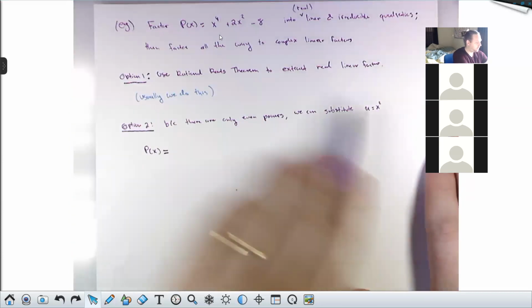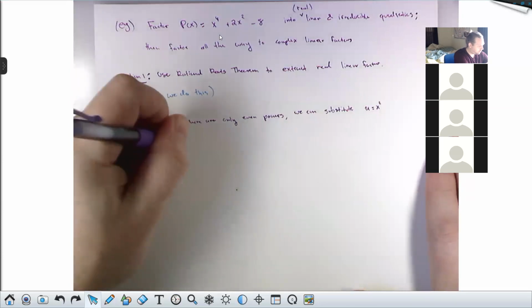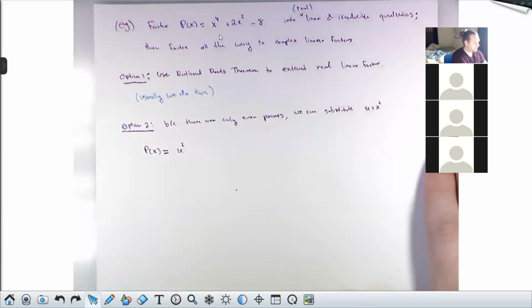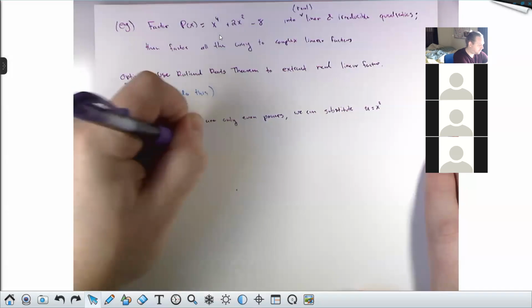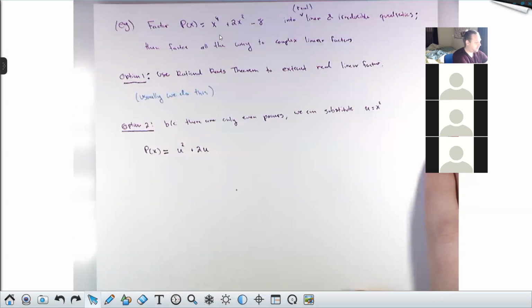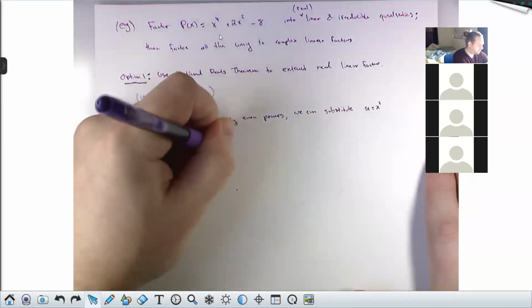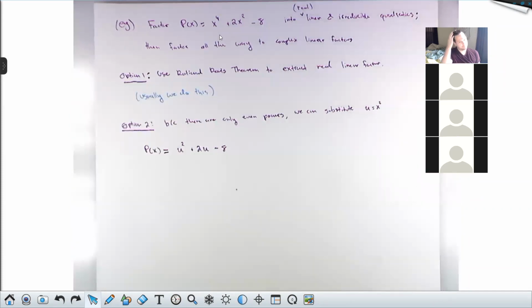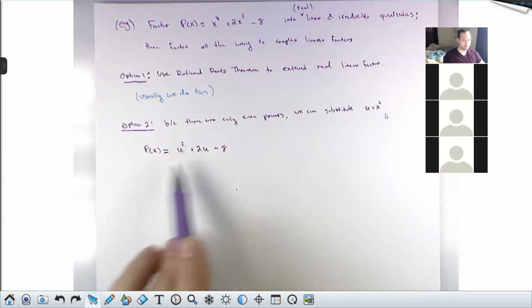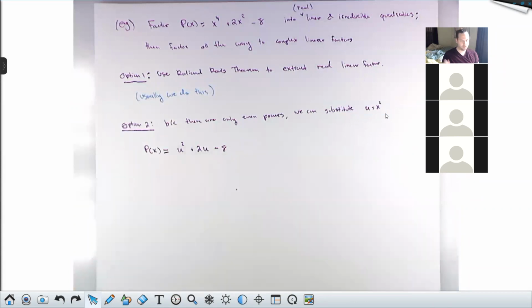So if u is x squared, then x to the 4 is u squared. And 2x squared is 2u. Minus 8 is just minus 8. See what happened there? It's pretty sneaky. Little substitutions like this can sometimes really save the day. Now this looks a little weird. I've written p of x, but remember u is itself a function of x.